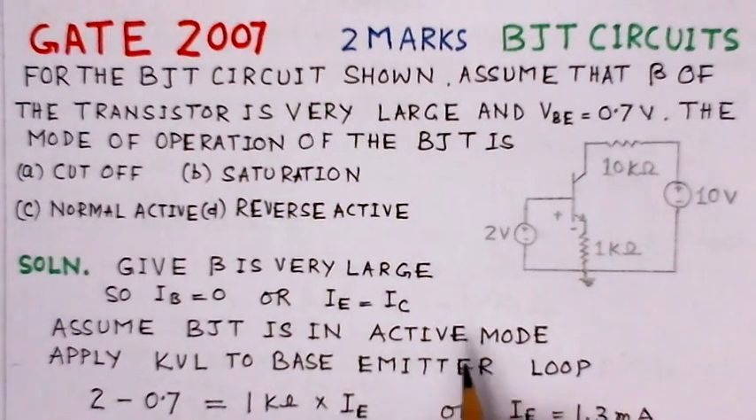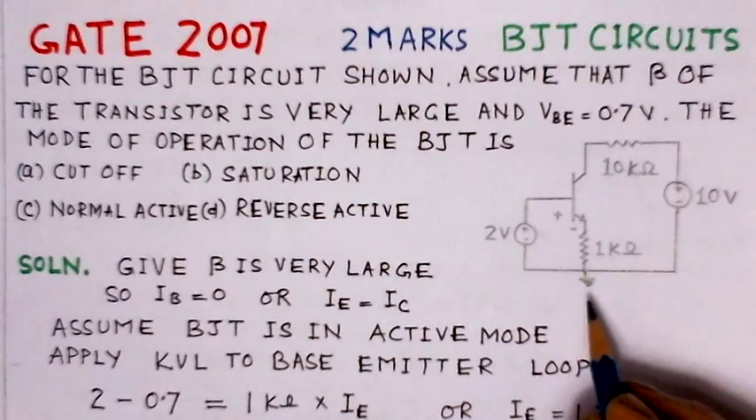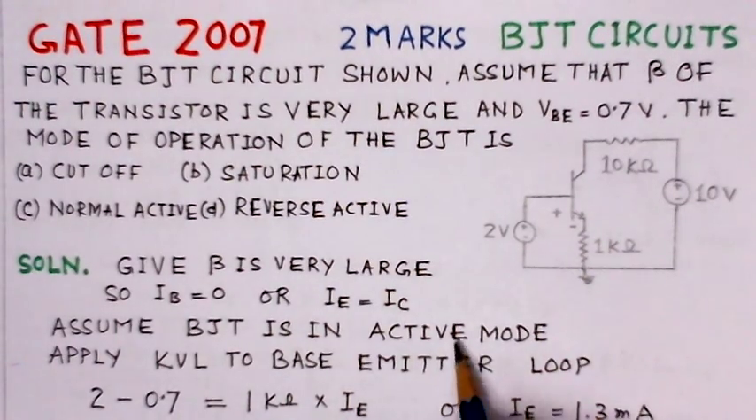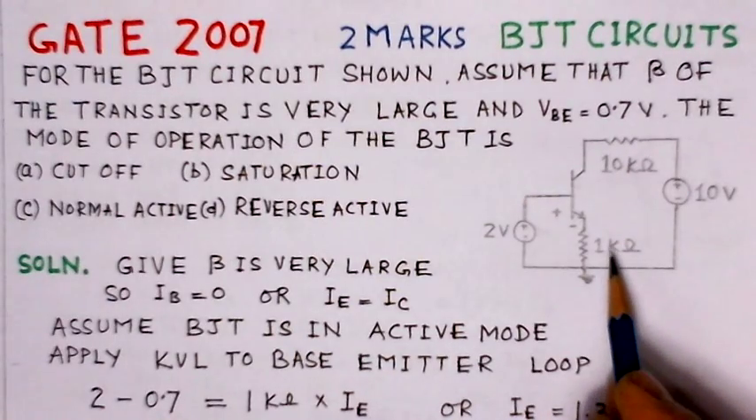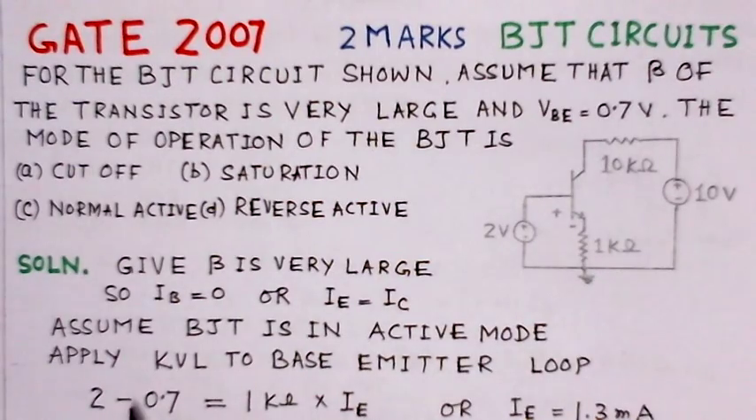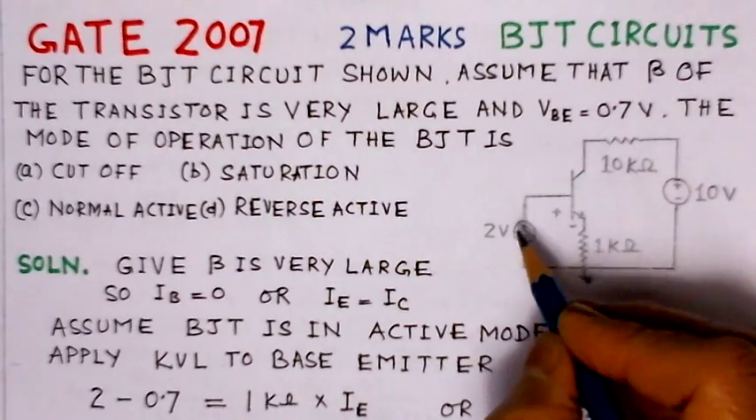Here, before we ascertain which mode the BJT is in, we assume in this circuit that the BJT is in the active mode. This is just an assumption. So what we do is we apply KVL to the base emitter loop.